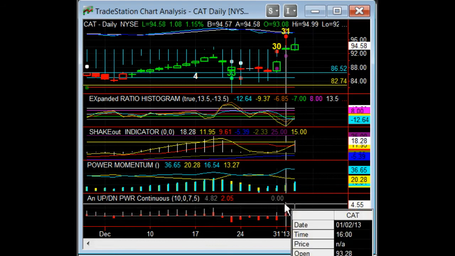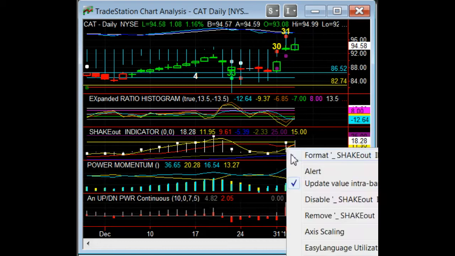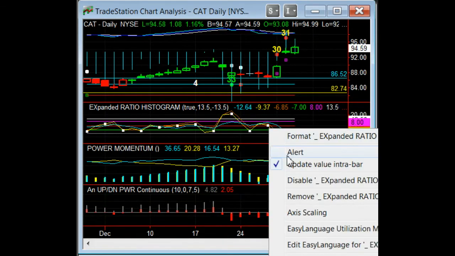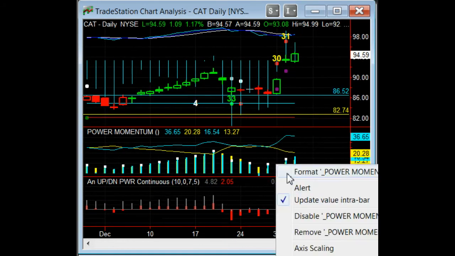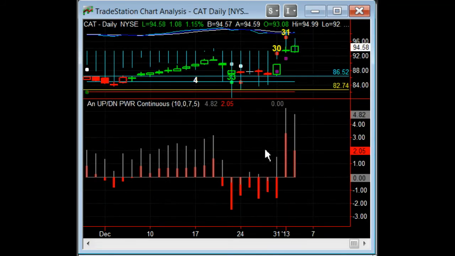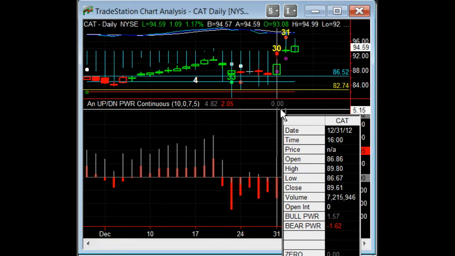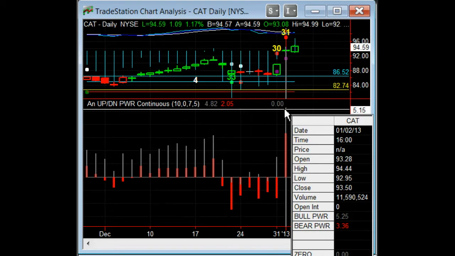Alright, so on a daily standpoint, when this one came in, the readings, and let's go ahead and just disable a bunch of these, and we can get a much bigger view of our up-down power. There we go. Alright, so when I put it on here, you can see the reading was for the red and then for the white.